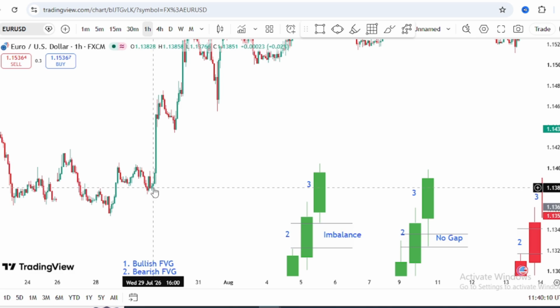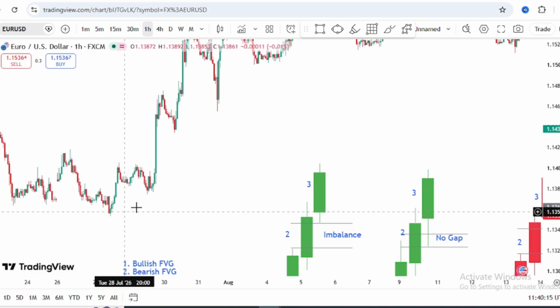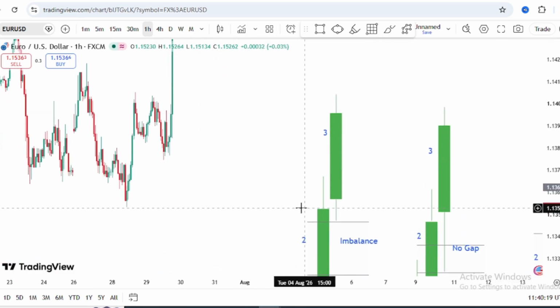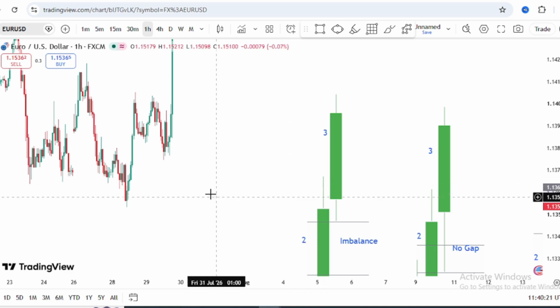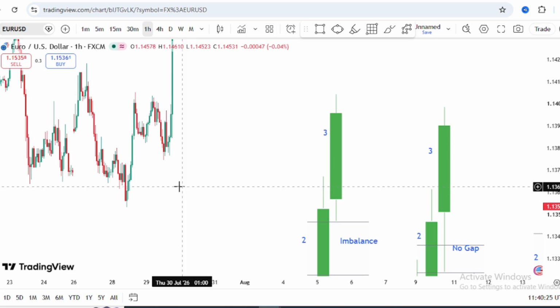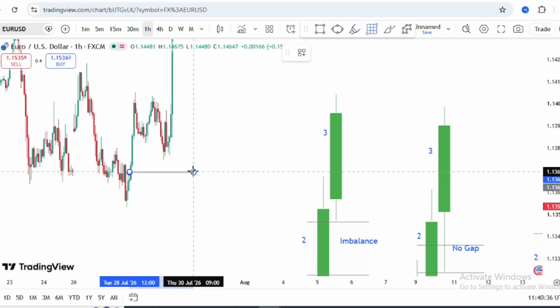From here, we are starting here. This is one, two, three candles. Let me zoom in for you to see clearly. If you look closely, you will see that there is no space between the first and the third candle. So there is no fair value gap here. We move to the next one. In this one, two, three candle sequence, there's a space. So we mark this as a fair value gap. This is a fair value gap.